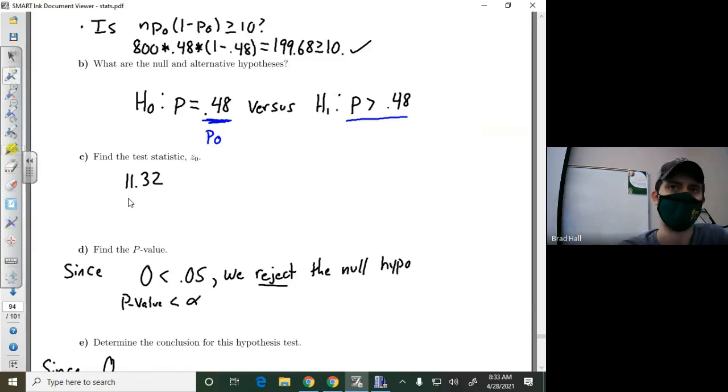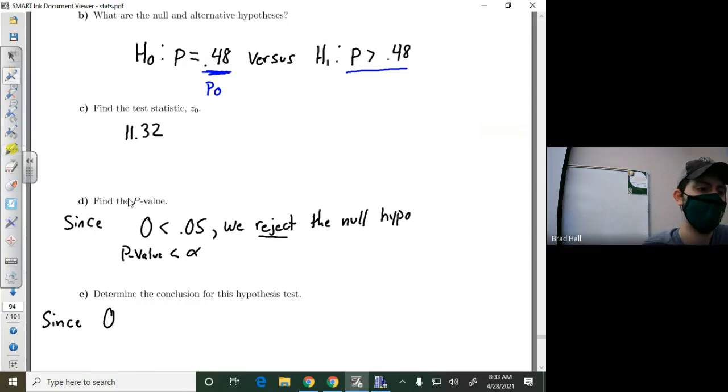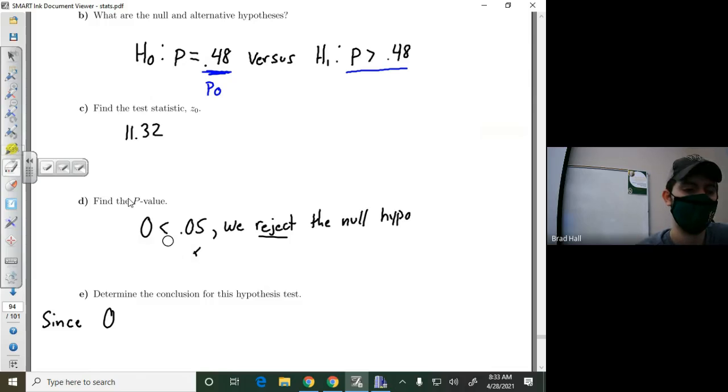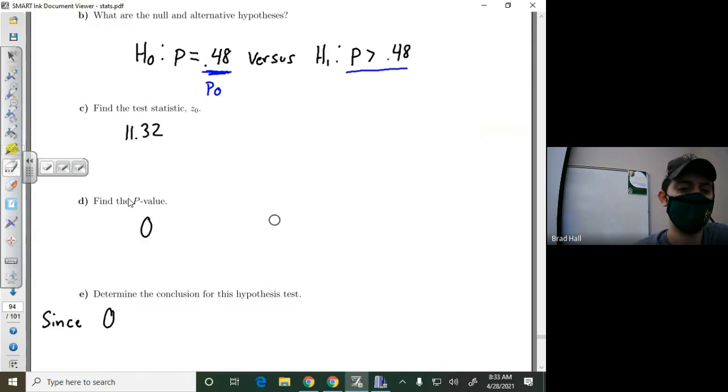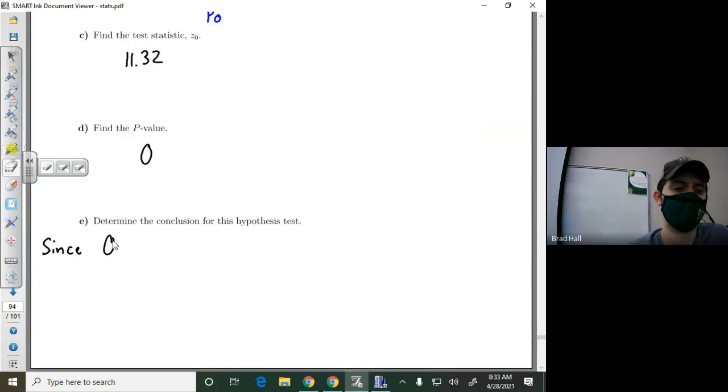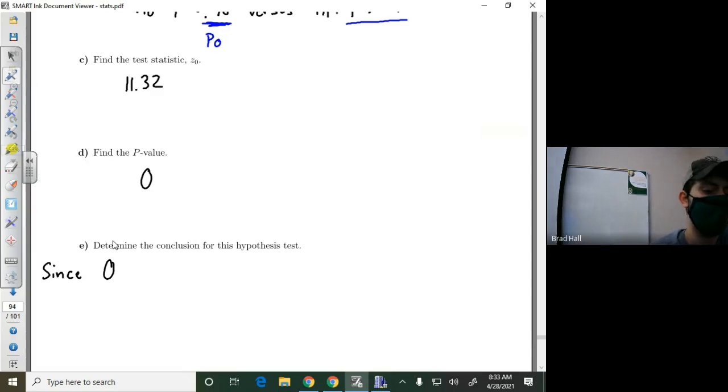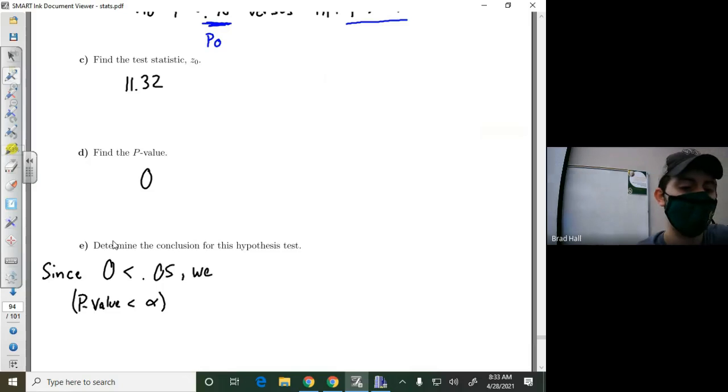I don't know why I'm writing this for p-values. My fault. This is where the p-value goes. I need to write this down below. Since this is less than 0.05, so let's try that again. The p-value here is less than alpha. We reject the null hypothesis.